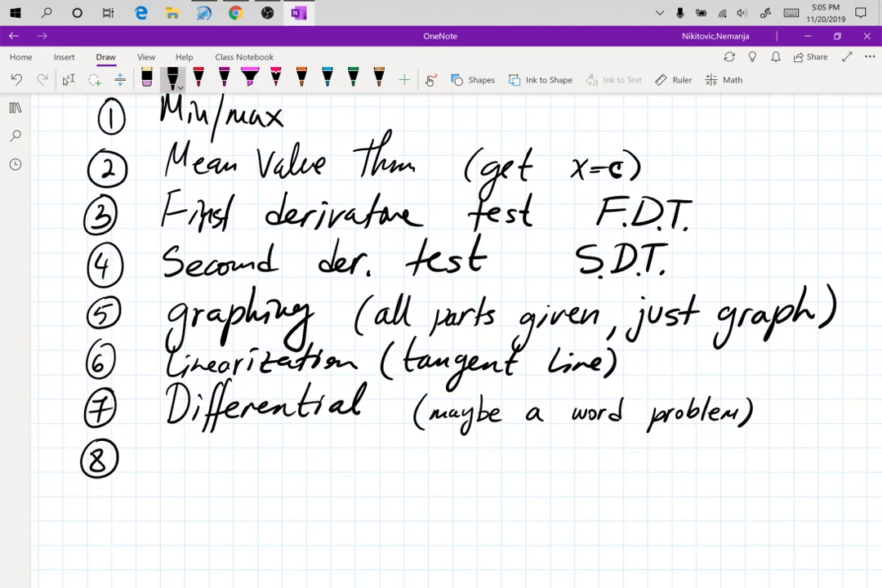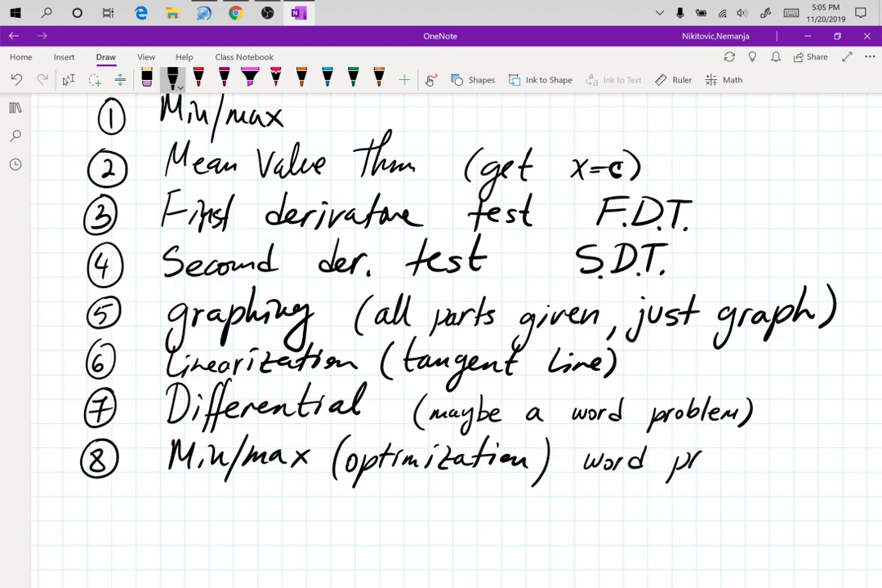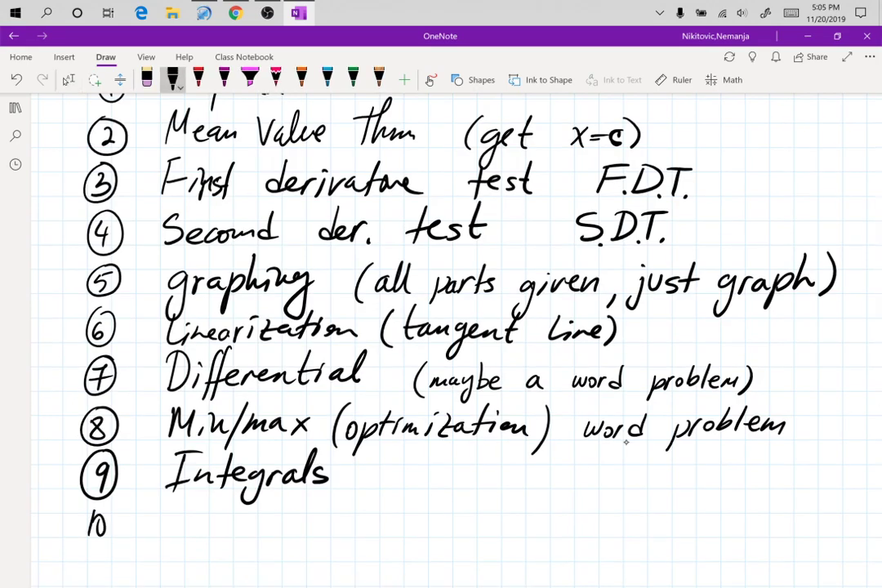Number 8 is going to be min-max, also known as optimization. Word problem. Number 9, integrals. And number 10, 3.11, related rates, word problem.